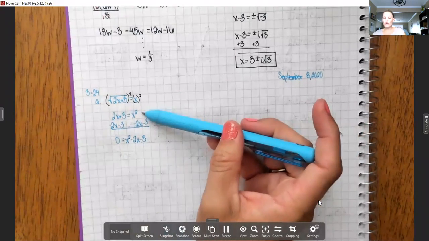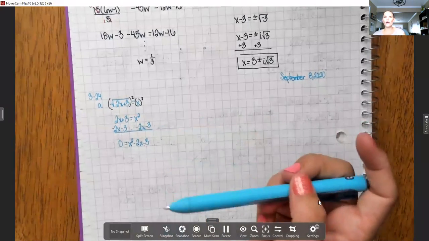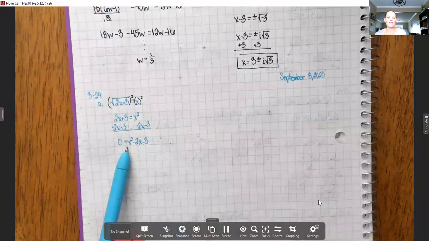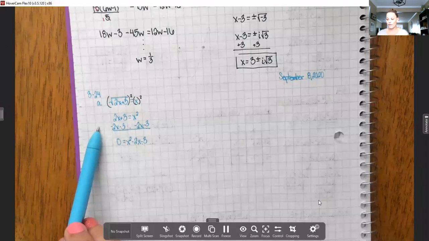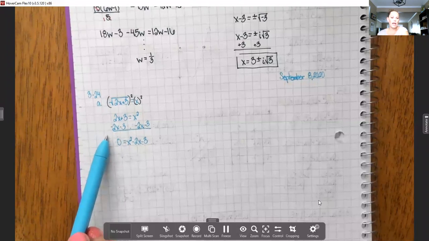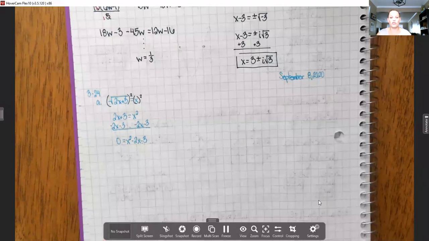You could have subtracted just x squared. I try to avoid that because I always like my a value to be positive. If we had subtracted x squared, we would have negative x squared plus 2x plus 3, which is fine. A is just -1, and it's a little bit trickier when you go to factor that.